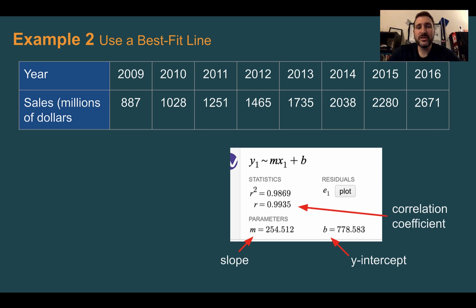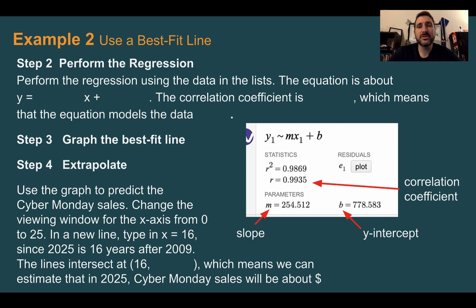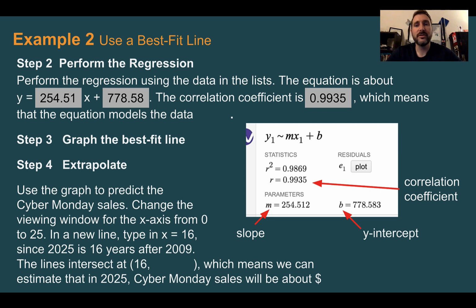So our correlation coefficient, 0.9935, our slope about 254.5, and our y-intercept about 778.5. Using those linear regression values, I can say my equation is about y equals 254.51x plus 778.58, and our correlation coefficient is 0.9935. So this would model the data very well. It is very close to 1 there. In Desmos, it graphs it for you.